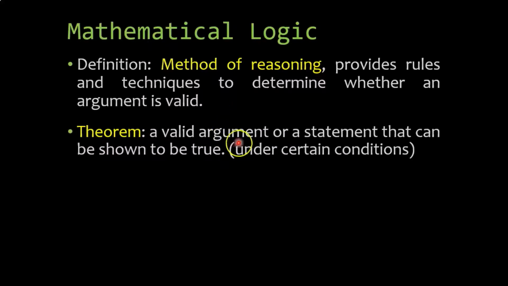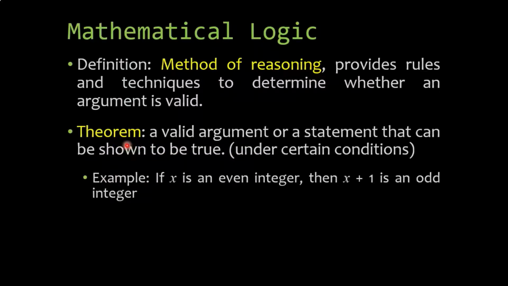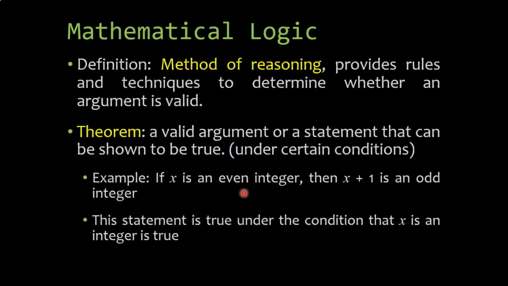A valid argument, or a statement that can be shown to be true under certain conditions, can be called a theorem. For example, if x is an even integer, then x plus 1 is an odd integer. And this statement is true under the condition that x is an integer.